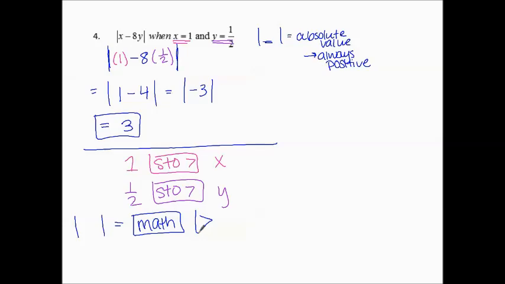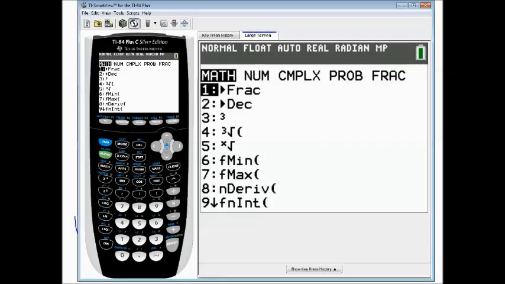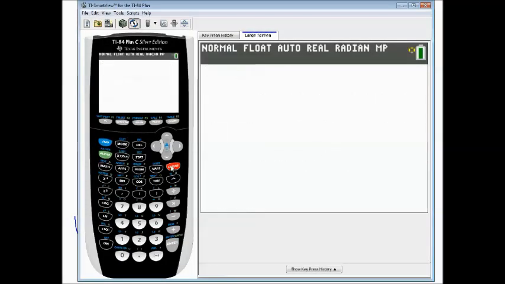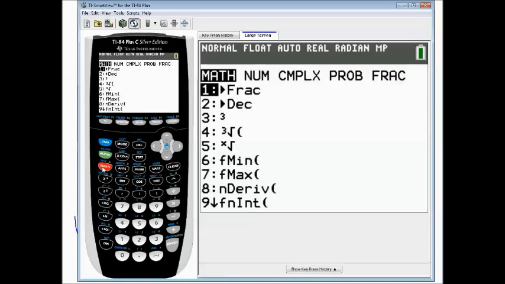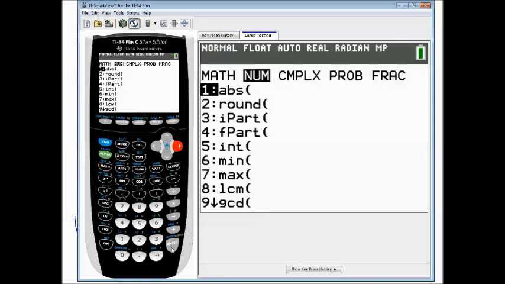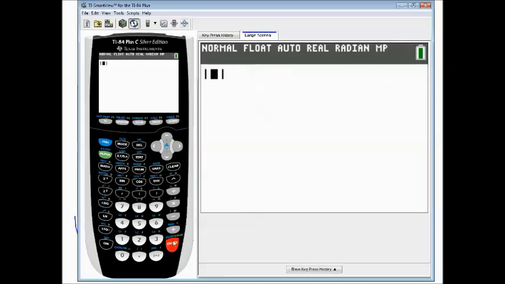I'm going to arrow over, and then I'm going to hit enter to get to my absolute value. So let's go ahead and type that in. I'm going to clear this off, hit math, arrow over, and then hit enter. If you notice the first one, ABS, that's absolute value. So now I have my bars, and now I can type in what I need to, but let's go ahead and store our numbers first.